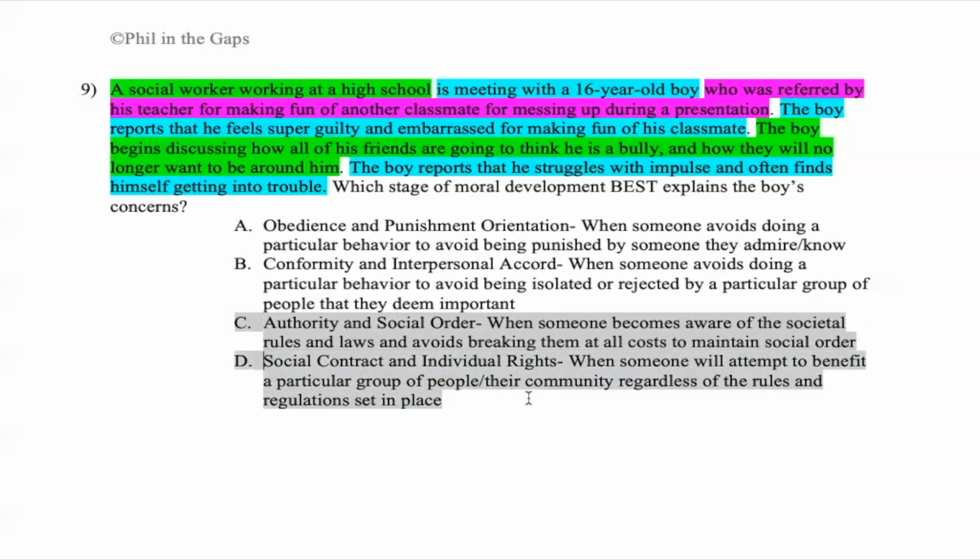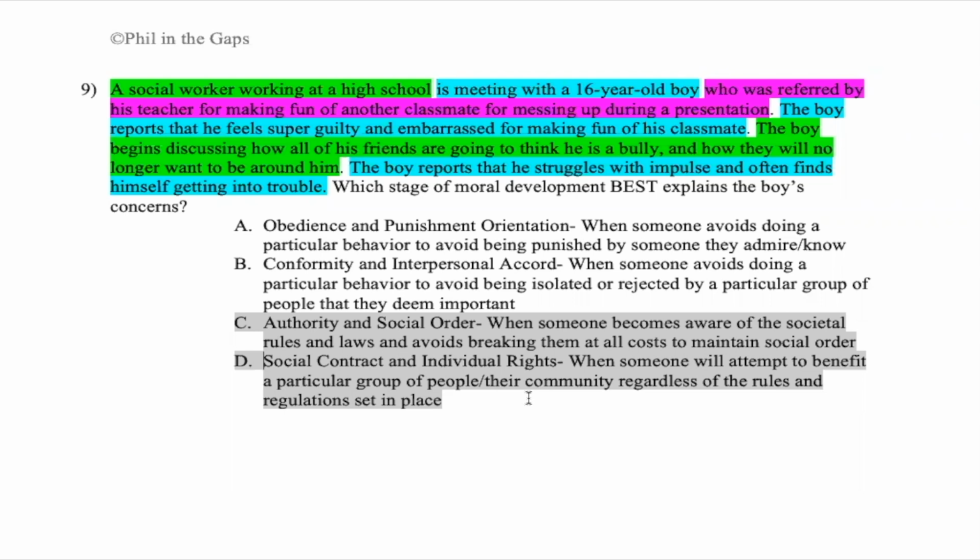He's not advocating for the rights of particular individuals. If anything, he's degrading people and being like, man, you suck. You messed up. It's over for you. So he's actually oppressing people in some way, shape, or form.